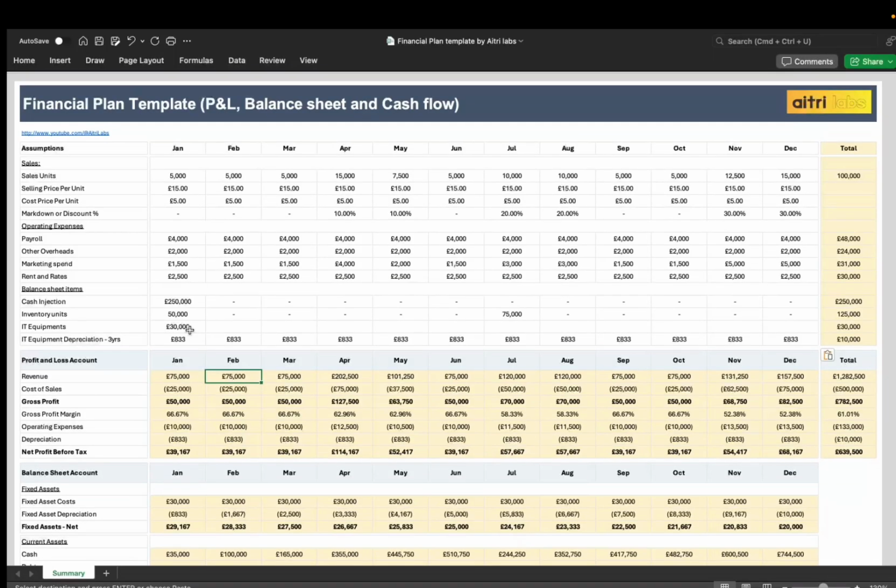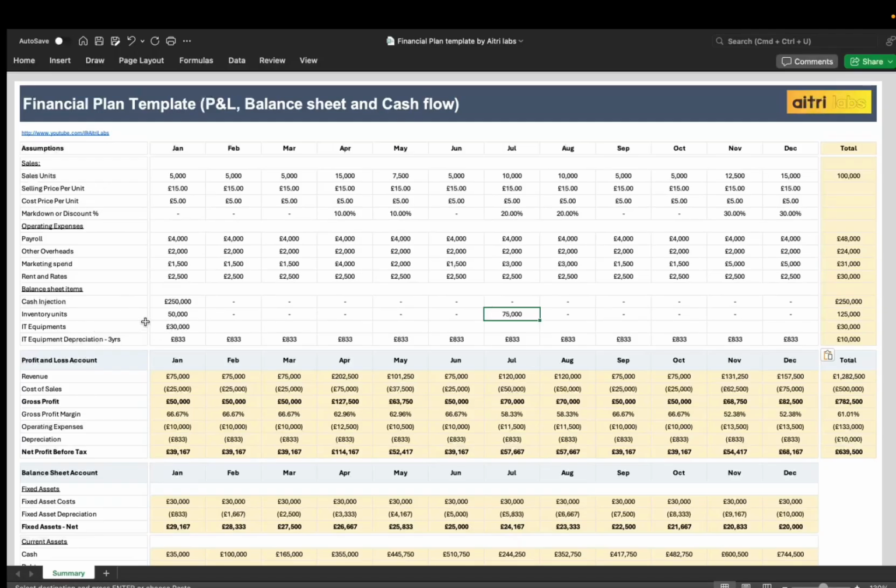My balance sheet items, I'll put some information in there. First one is cash injection. I've got a good investor that has invested $250,000 into my business, and this was invested in January, so I put a figure in there. My inventory units, so the stationery I'm selling, I bought 50,000 units in January, and then the business has done quite well. As you can see, we've sold a decent amount. So in July, I bought another 75,000 units.